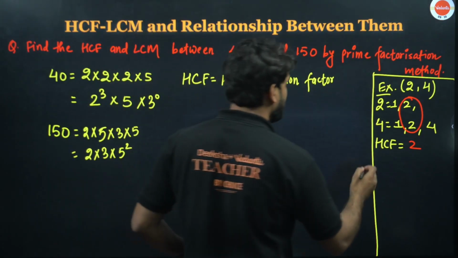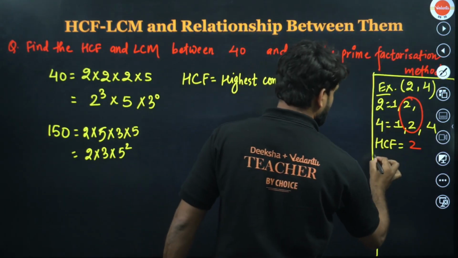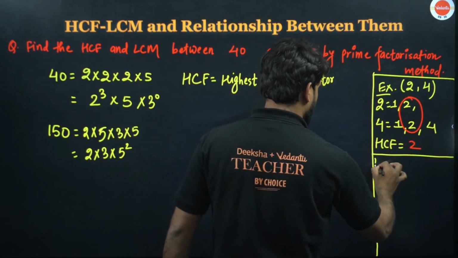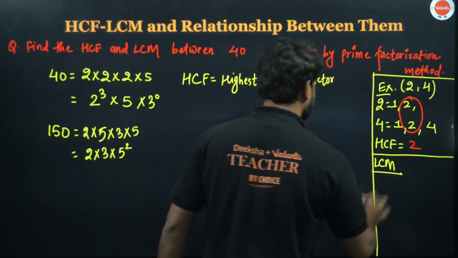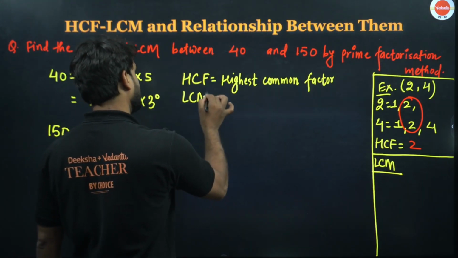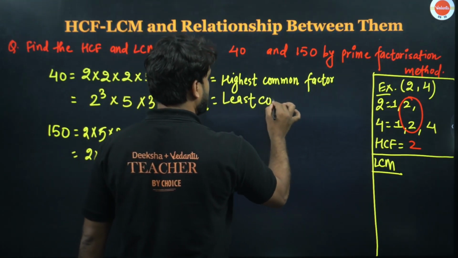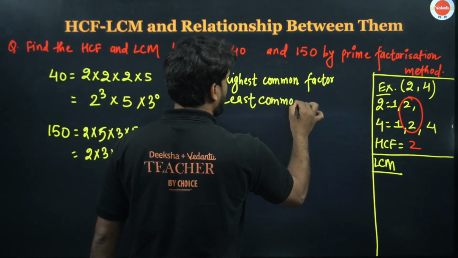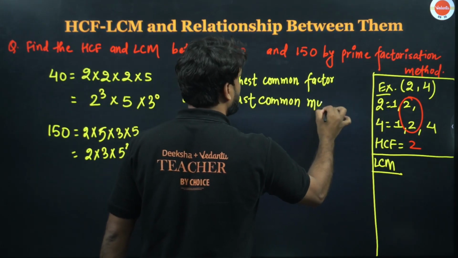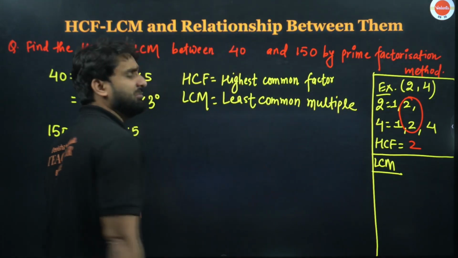So let me teach you LCM here simultaneously. Same numbers I'm taking. Now I'm asking you about LCM. What is the full form of LCM? LCM is basically least common multiple. This is a very important term, champion. Factor and multiple are very important terms.